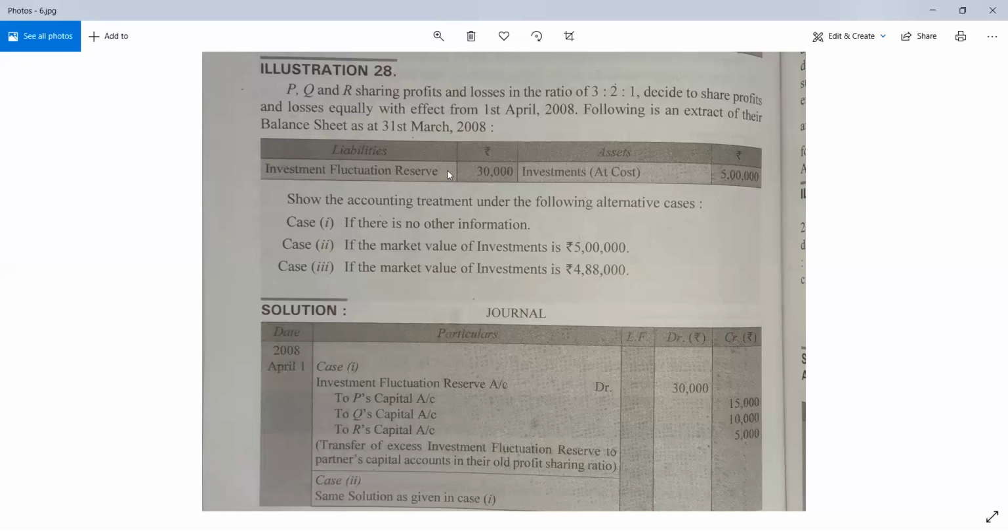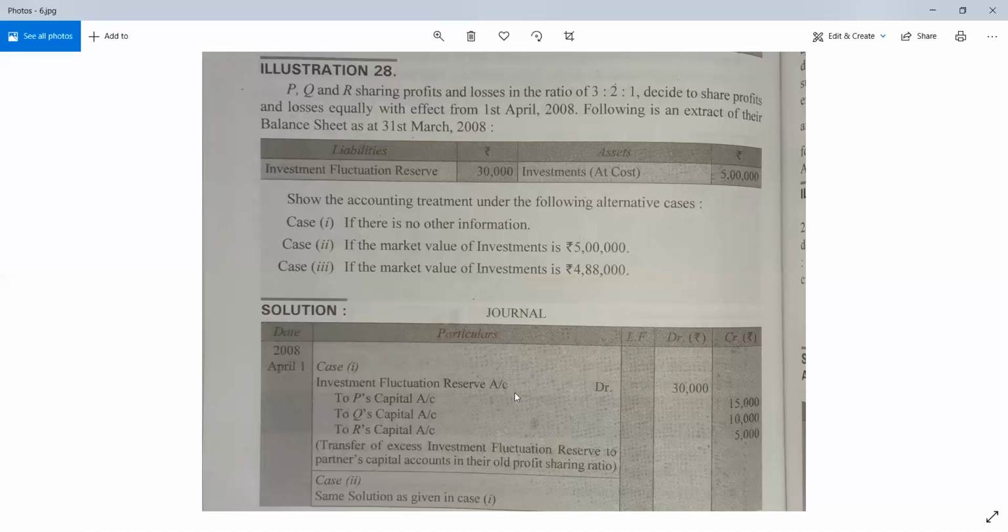How? The reserve shows in the balance sheet, so just debit it. You can see the entry: investment fluctuation reserve account debit 30,000, and it will be transferred to P, Q and R's capital accounts in the old ratio 3:2:1. So P's capital account 15,000, Q's capital account 10,000, R's capital account 5,000. Clear? That is what has happened here: the excess investment fluctuation reserve has been transferred to the capital accounts. It is not required.